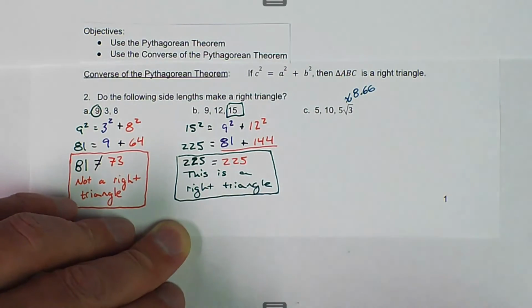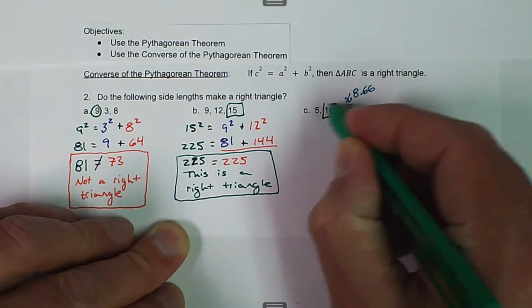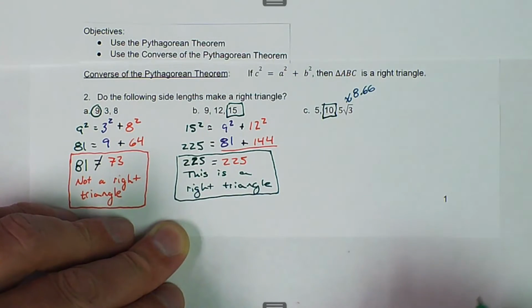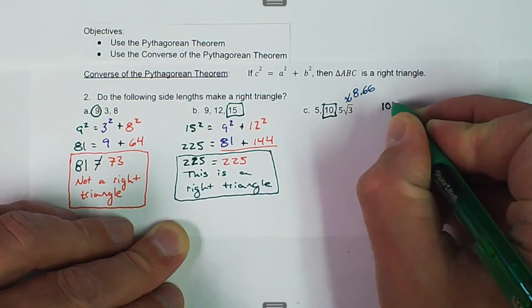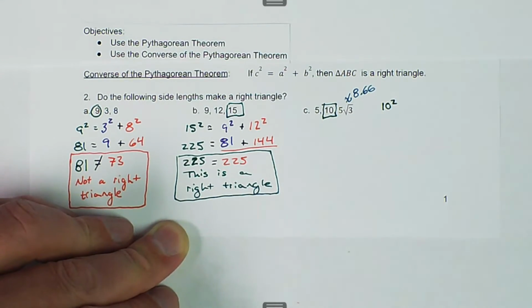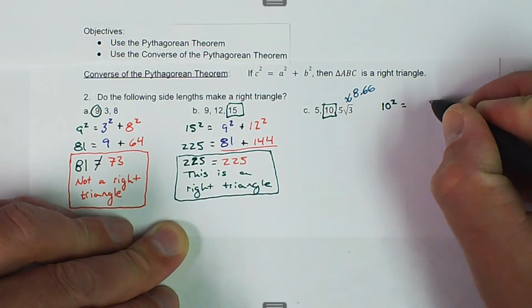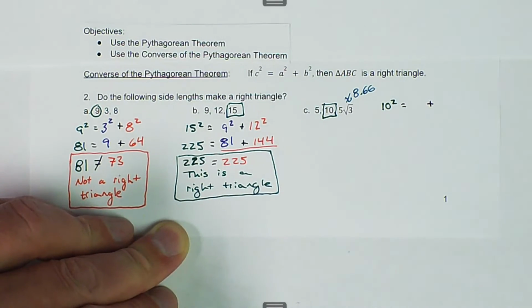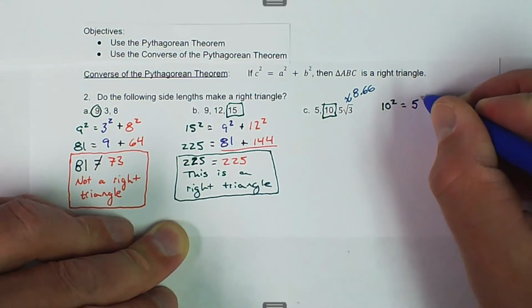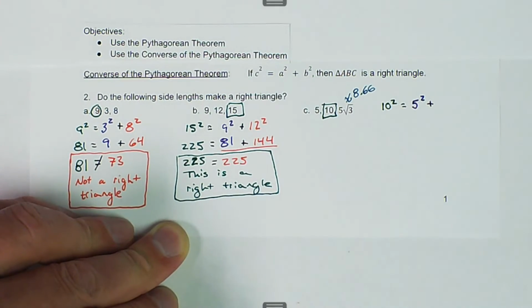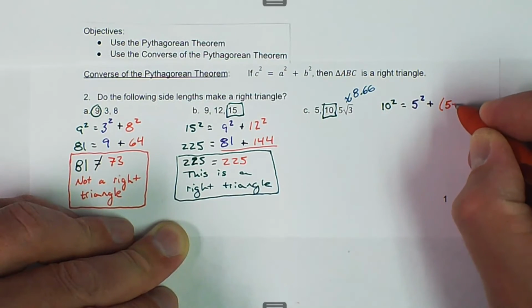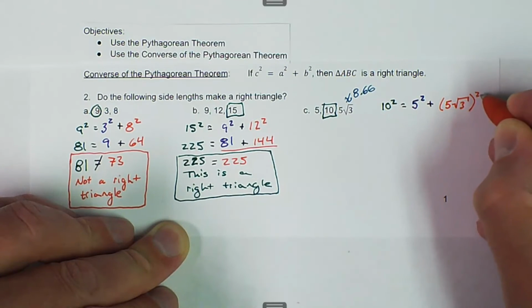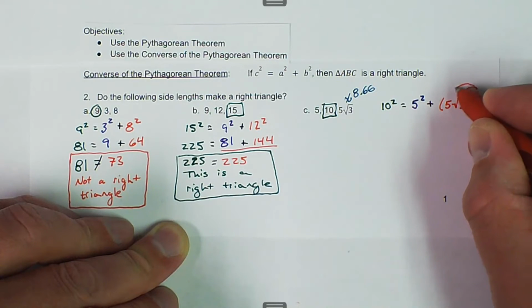The hypotenuse is the largest value. So in this case, the largest value is 10. And so we want to check that. So we want to check that 10 squared is equal to the square of the other two added together. So we want to check 5 squared, and we want to check the square root of 3 squared. And we need to make sure that this goes in parentheses, because we want to make sure that the square goes to both the square root of 3 and the 5.